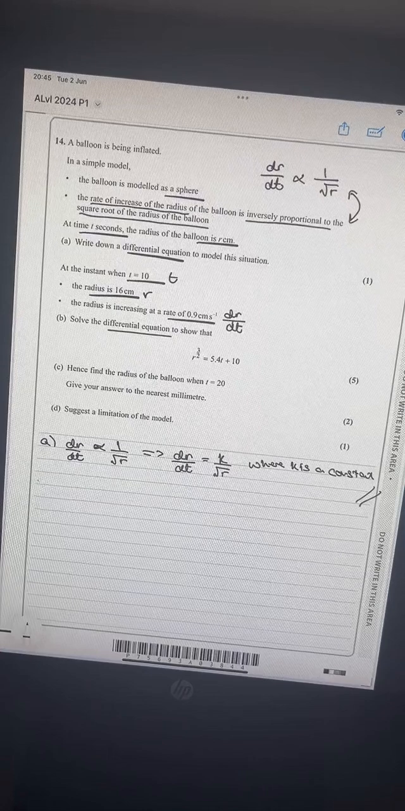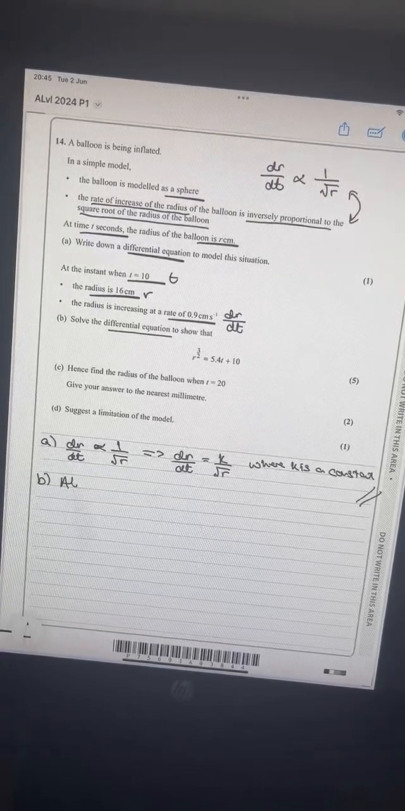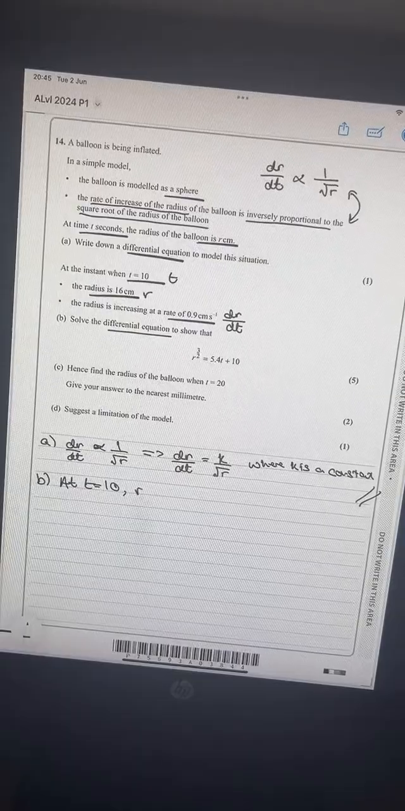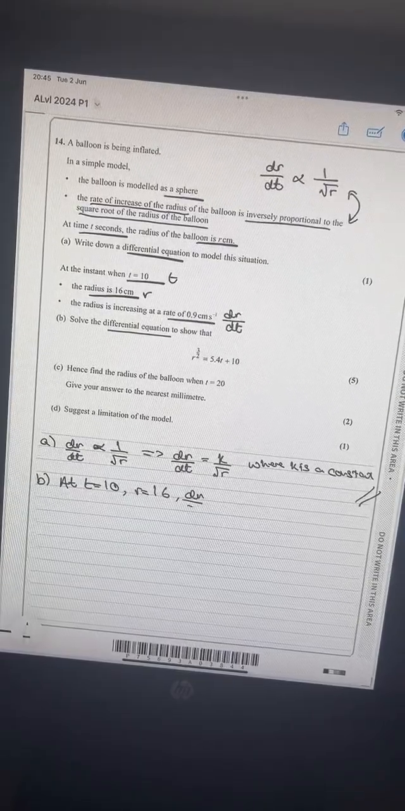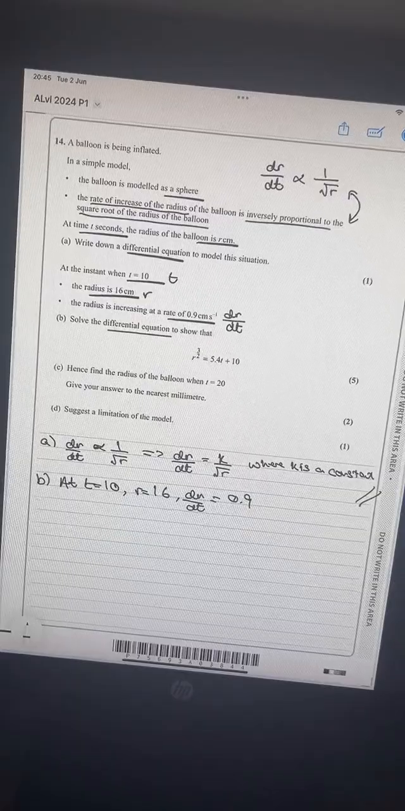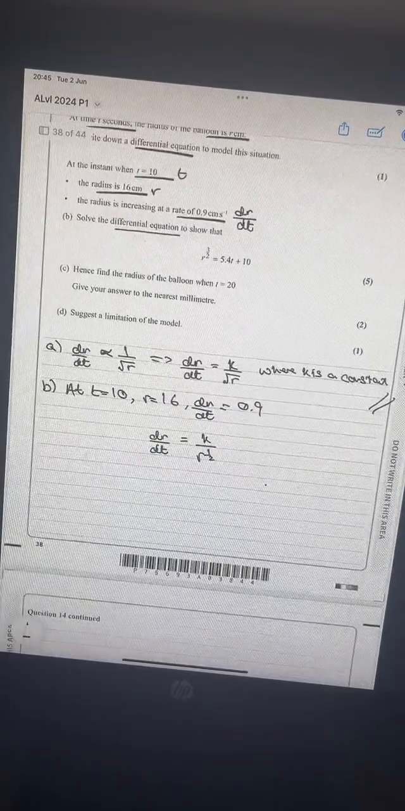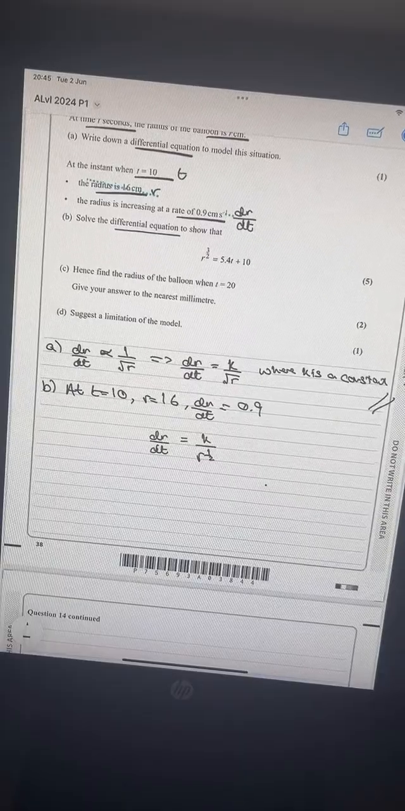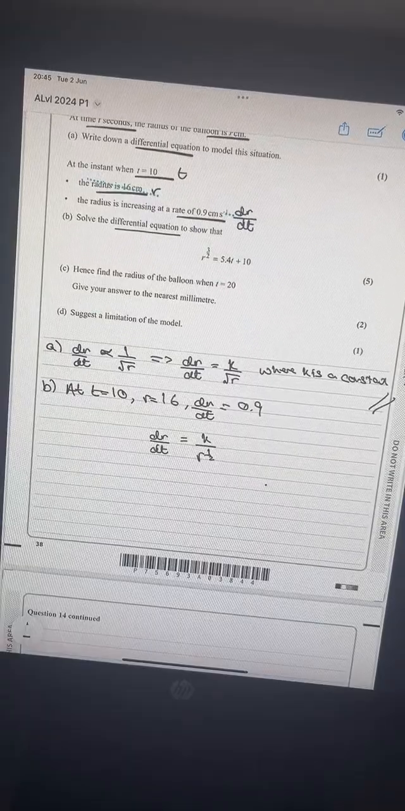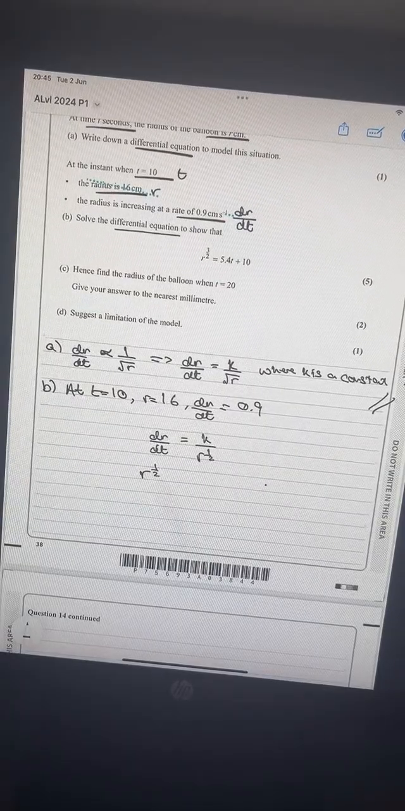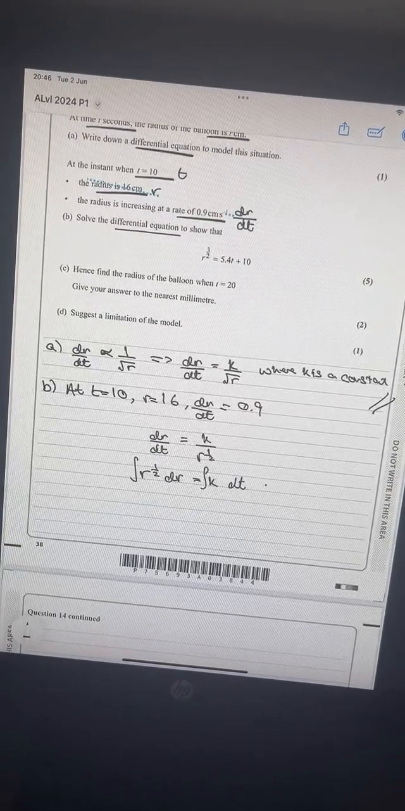Okay, nice. We're solving another differential equations question. So we have our boundary conditions that t equals 10, r equals 16, and dr by dt is equal to 0.9. We know that dr by dt is equal to k divided by r to the half. So if we integrate this, we are going to separate the variables. That's how you solve a differential equation. So everything with r's are on the left side, and everything without r's, with t's, are on the right side. So we have r to the half dr equals k dt, and we can integrate both sides, one with respect to r, the other with respect to t.